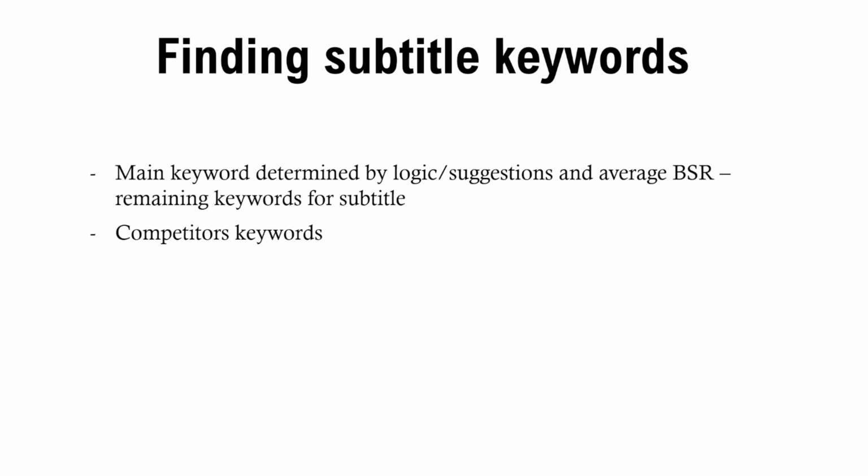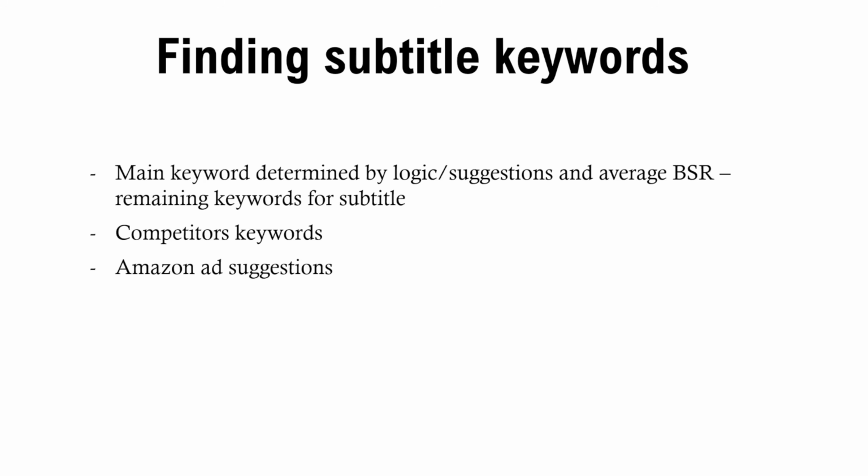So if you have an easy coloring book for adults, and lots of people who are ranked high are using words like senior or thick lines or patterns or whatever it is, use those words as well. Jot them down into a notepad and just keep a list of your competitors' keywords, okay? Because that's working well for them, so it should work for you.